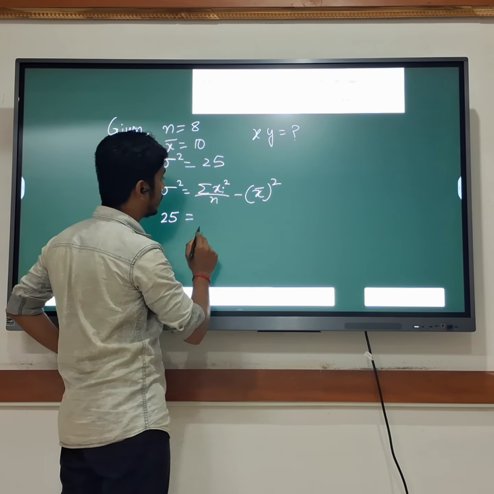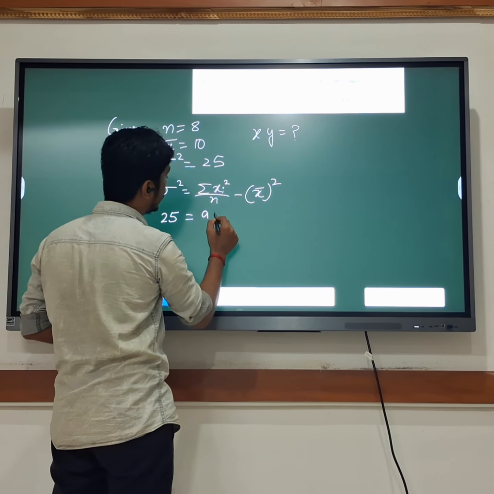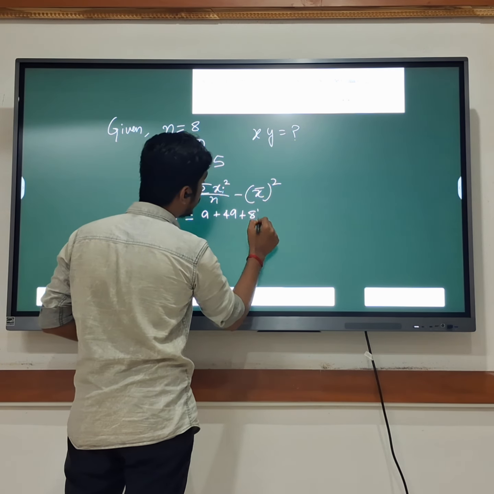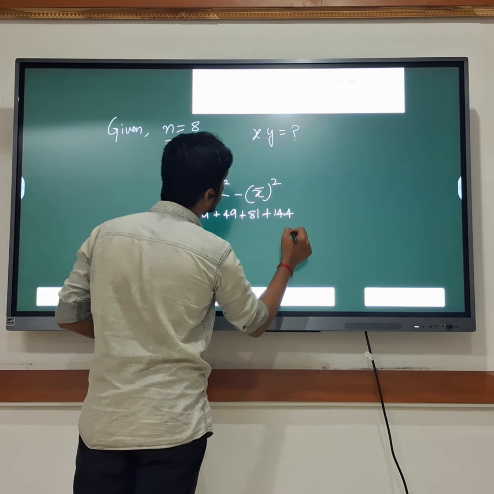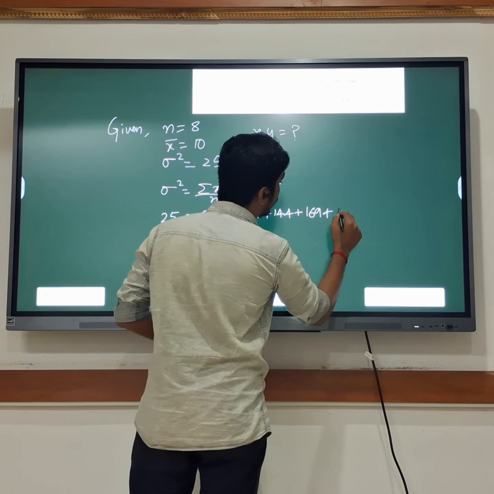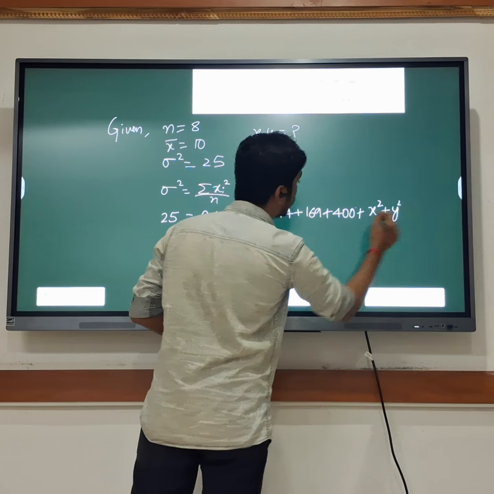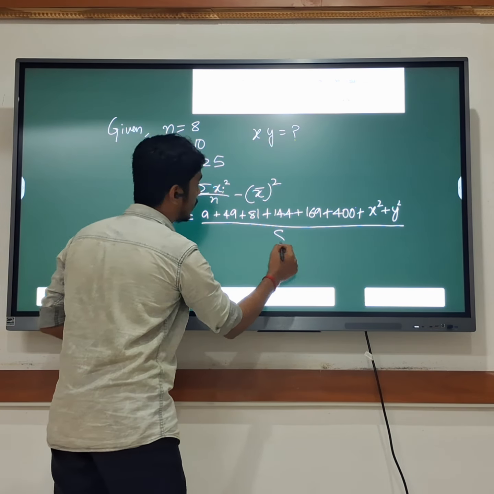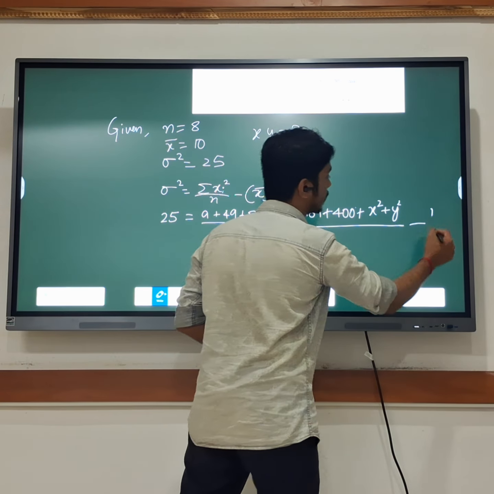Then summation x square means each observation we have to square it. First, 3 square is 9, plus 7 square is 49, plus 9 square is 81, plus 12 square is 144. Then 13 square is 169. Then 20 square is 400, plus x square plus y square, divided by n, is equal to 8 minus x bar is 10. 10 square is 100.